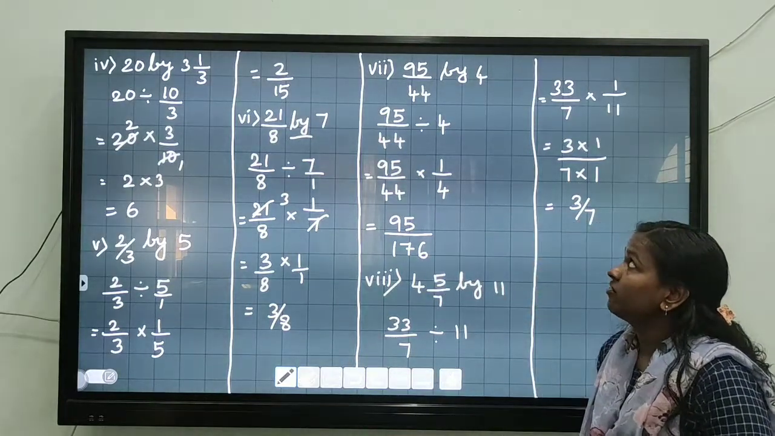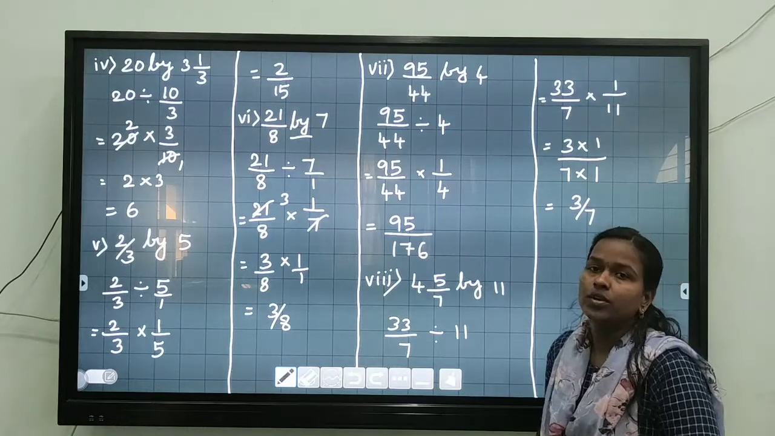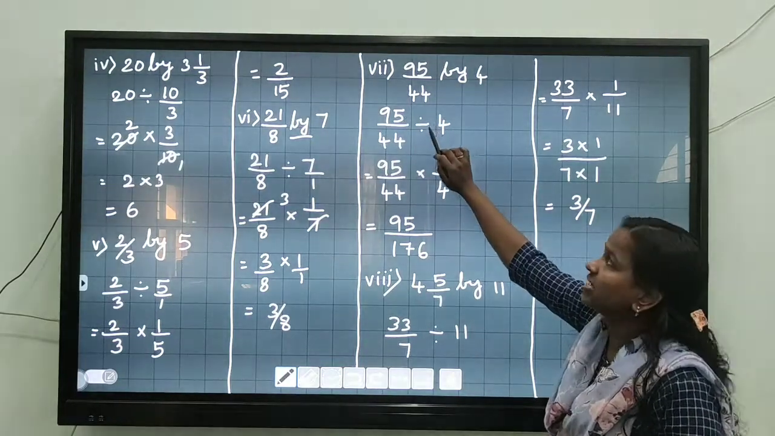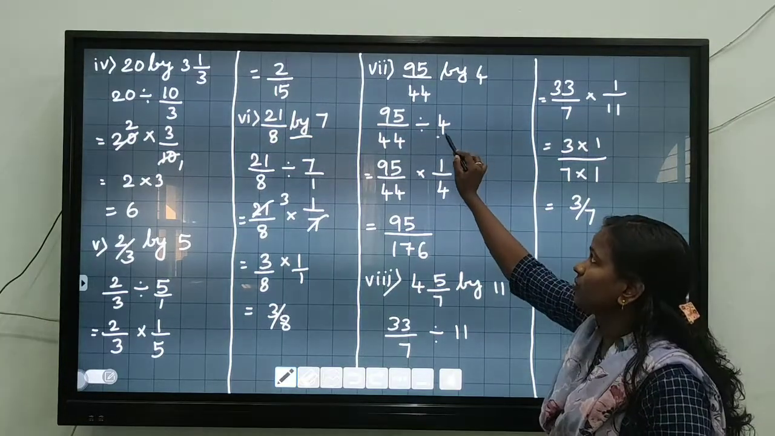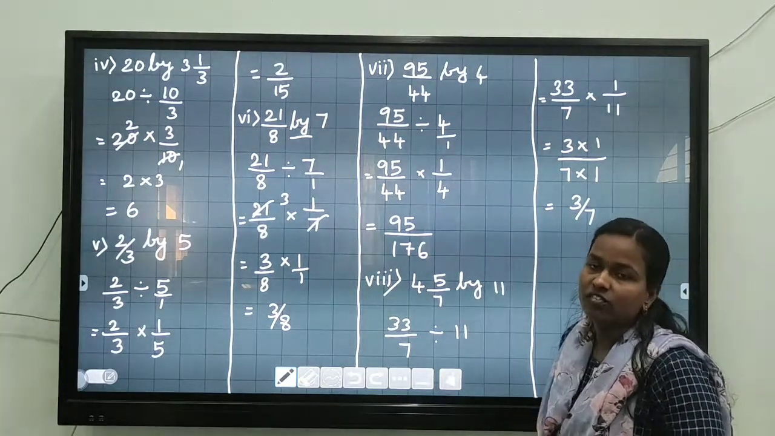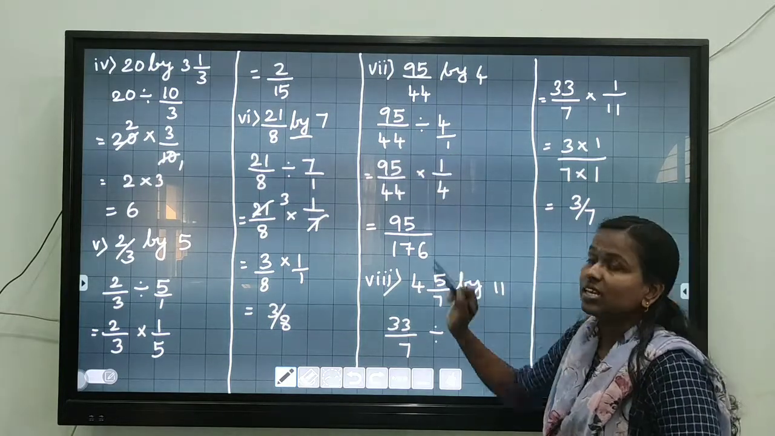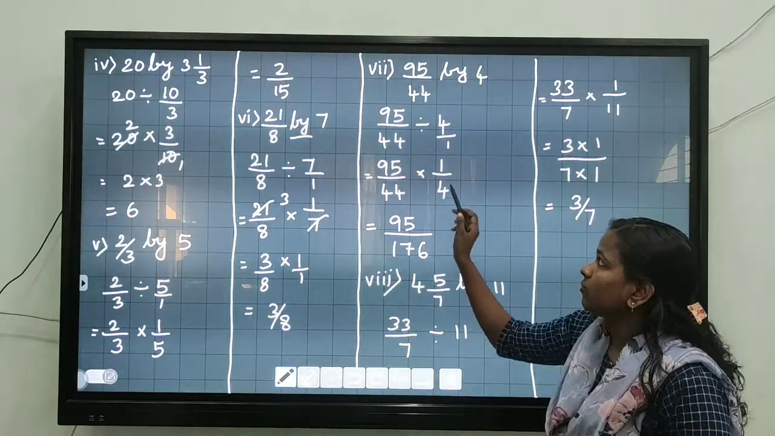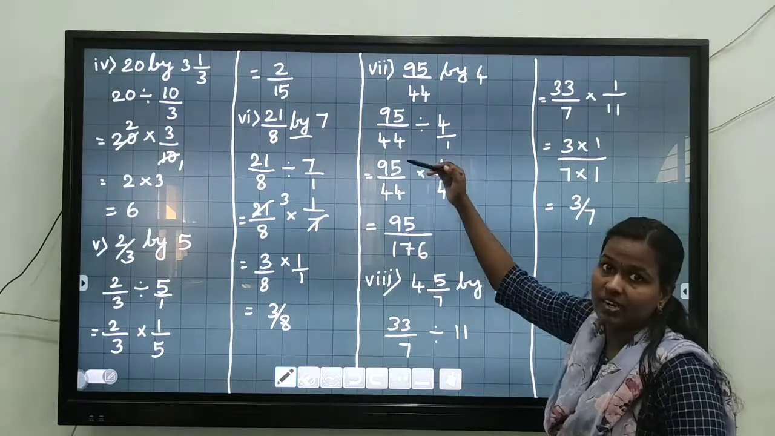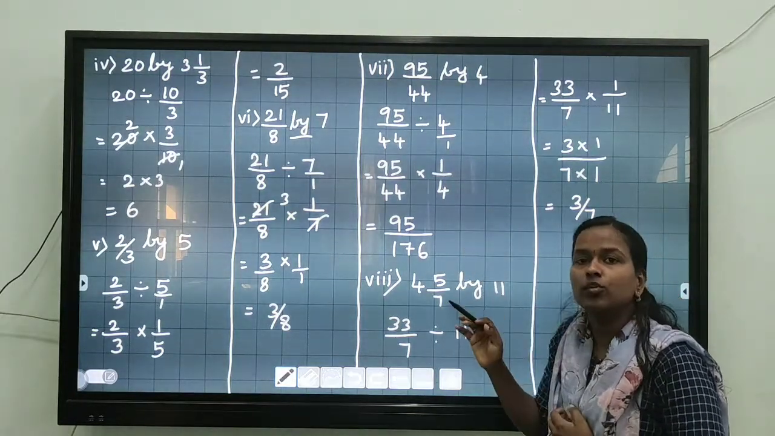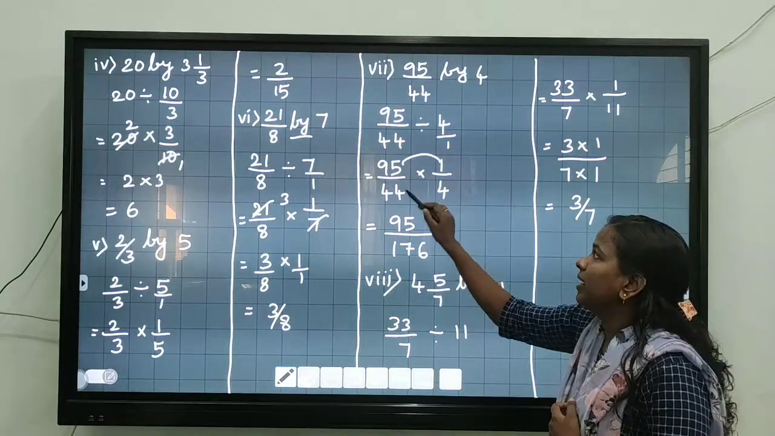Next one, 95 divided by 44 by 4. Write first term as it is. Instead of by put division sign. 4 I am writing. Denominator is 1. If you find reciprocal of that term you will get 1 by 4. You have to change this division as multiplication. Then see, there is no common factor in numerator and denominator. So we can directly multiply numerator by numerator, denominator by denominator.